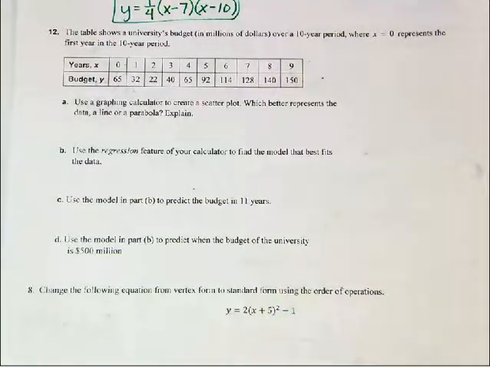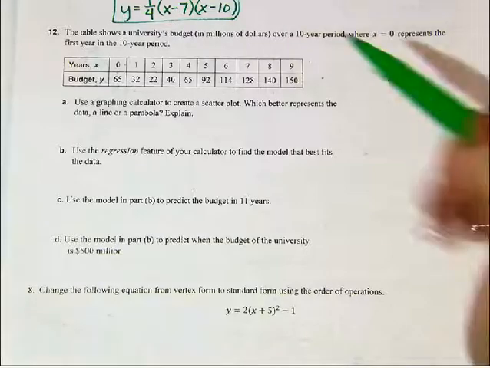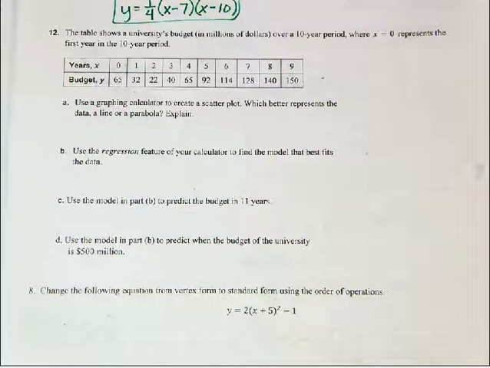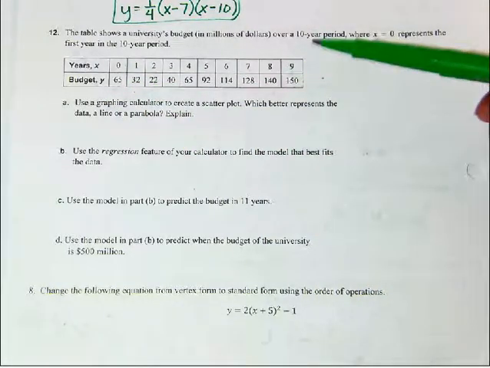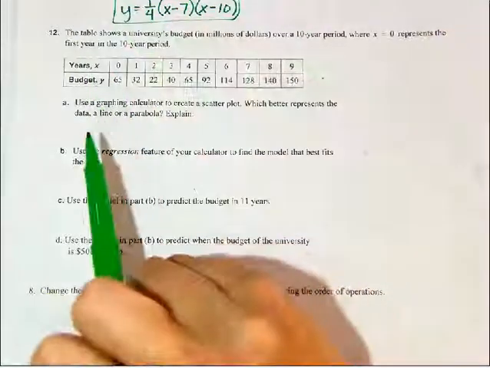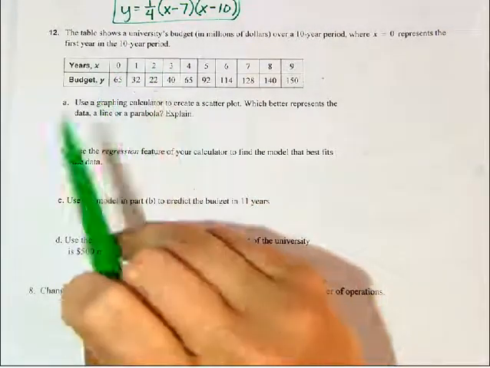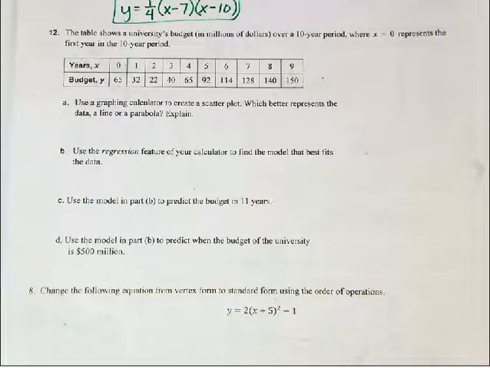Okay, this is 2.4, video 2. So this number 12 says the table shows the university's budget in millions of dollars over a 10-year period, where X equals 0 represents the first year in the 10-year period. So year 10 is actually at the 9, because each number will actually represent the first year totally completed.